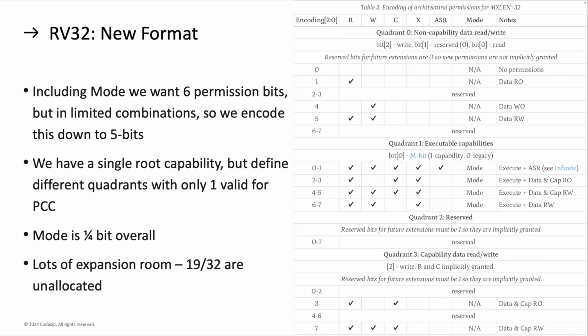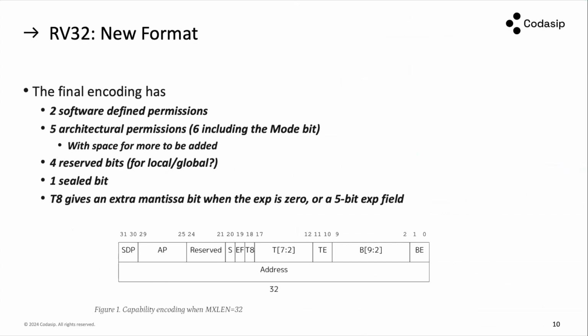And expansion room, we've allocated, we've got 19 left, well, actually, which has just gone down to 17. So we've got about half of it still to go. So we have a new format. So we have 2 software defined permissions, SDP, 5 architectural permissions, and including the mode bit, so it's 6 bits encoded into 5 with free space, as I just said.